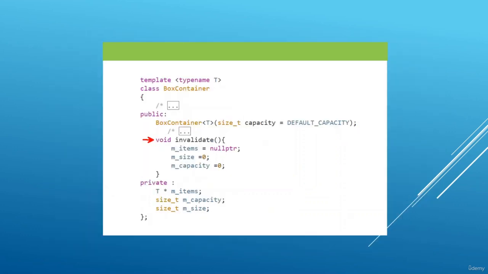Okay, this is how our invalidate method looks. It is going to reset the mItems pointer. It is going to reset the size and the capacity. And our object that we have stolen from is going to become a virgin object, which doesn't really have anything inside. And when time comes for it to die, it is going to die alone. It's not going to take the data that doesn't belong to it anymore. This is the idea here.